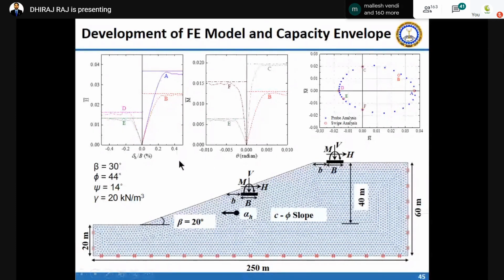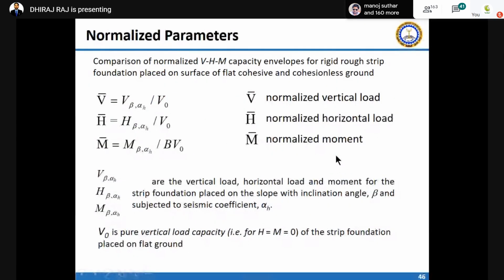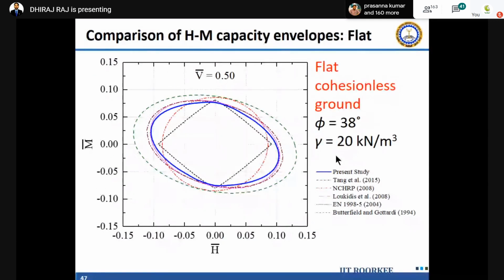So there are two foundations. One is at the face of the slope, and one is at the top of the slope. There you can see this is the normalized parameter. You can see in other codes also they use normalized parameters. They are non-dimensional parameters of vertical load, shear force, and moments. So these are combined. These are some factors which we have introduced on how to normalize this vertical load and shear forces. Yeah. So which is actually what is interesting in that.